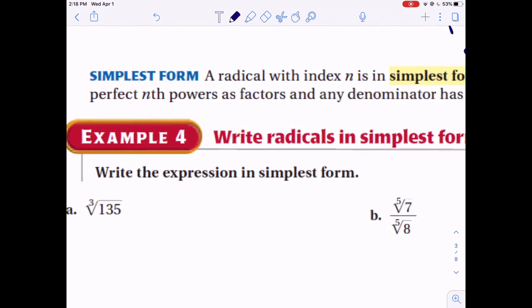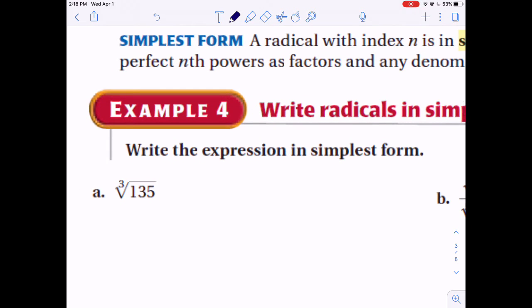So down here, first one, you may think, wow, 135. What can possibly go into that besides 5? Well, I don't know. Let's try 5. Okay, so 5 times what? I think it's going to be 27. So just showing you the steps here. It's going to be the cube root of 27 times the cube root of 5.